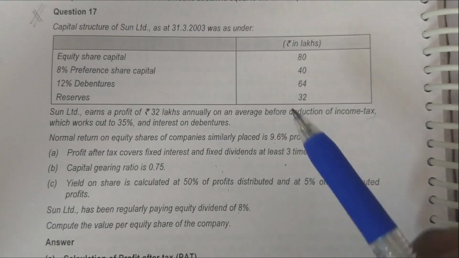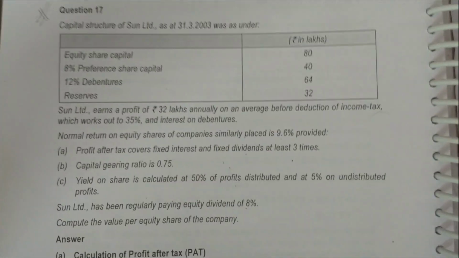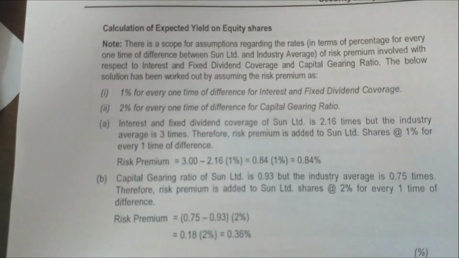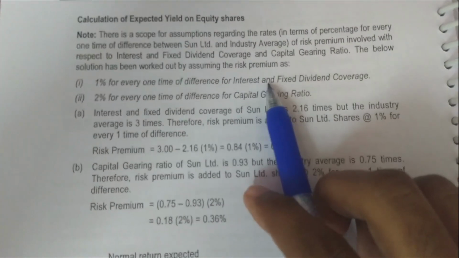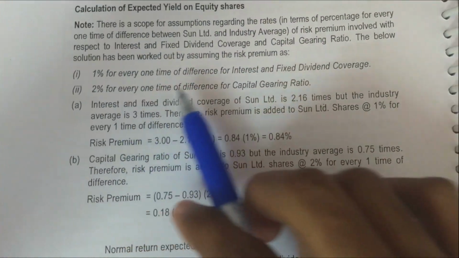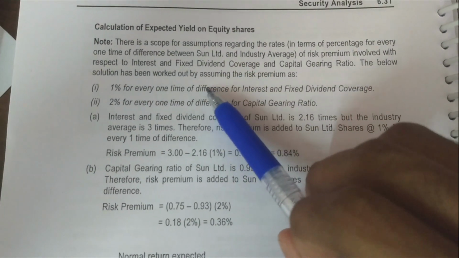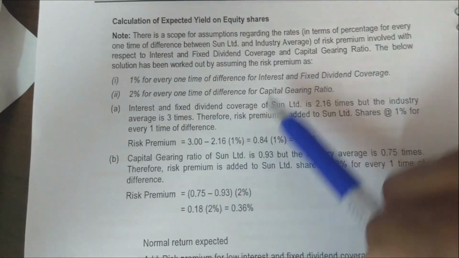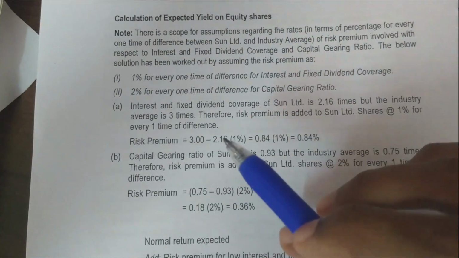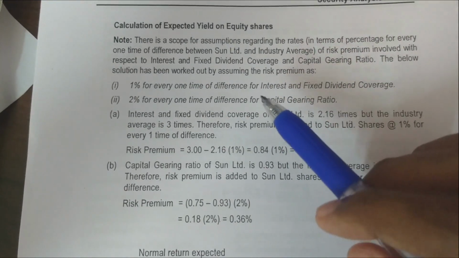the company. With the new syllabus test your knowledge question, there is an addition of 1% and 2%, which is given here as notes: 1% on every one-time difference of fixed interest and fixed dividend coverage, and 2% for every capital gearing ratio. This thing is given as a note. It is taken as assuming the risk premium is worked out assuming this thing. It is a note and an assumption. However, in the new syllabus question, it is taken as a part of the question. So we will be considering this as well.